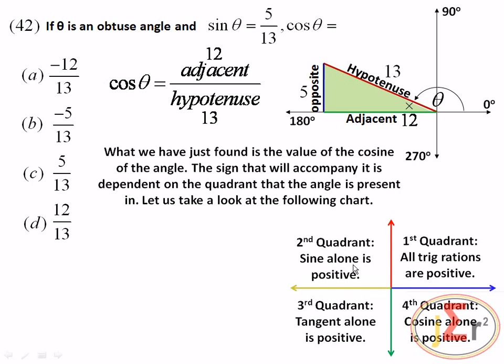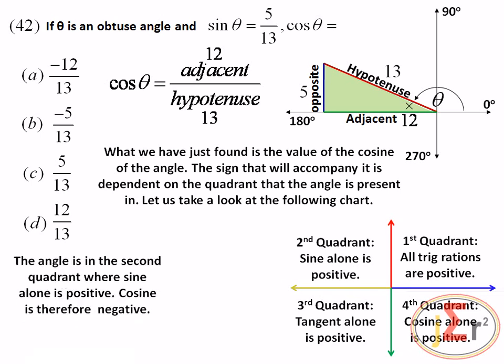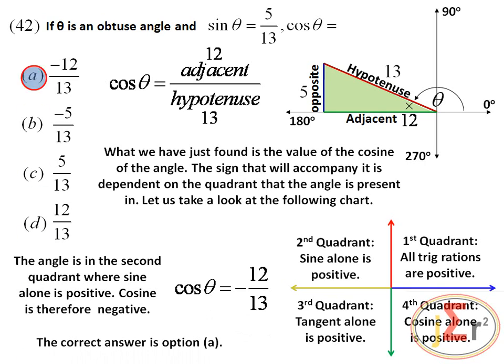Therefore, any other trig ratio will be negative. The angle is in the second quadrant where sine alone is positive. Cosine is therefore negative. So cos theta is negative 12 over 13. The correct answer is option A, negative 12 over 13.